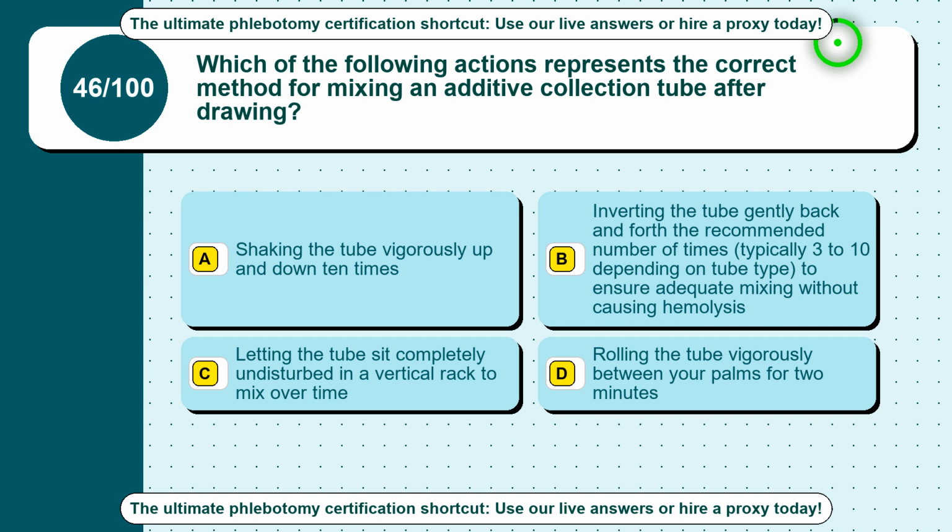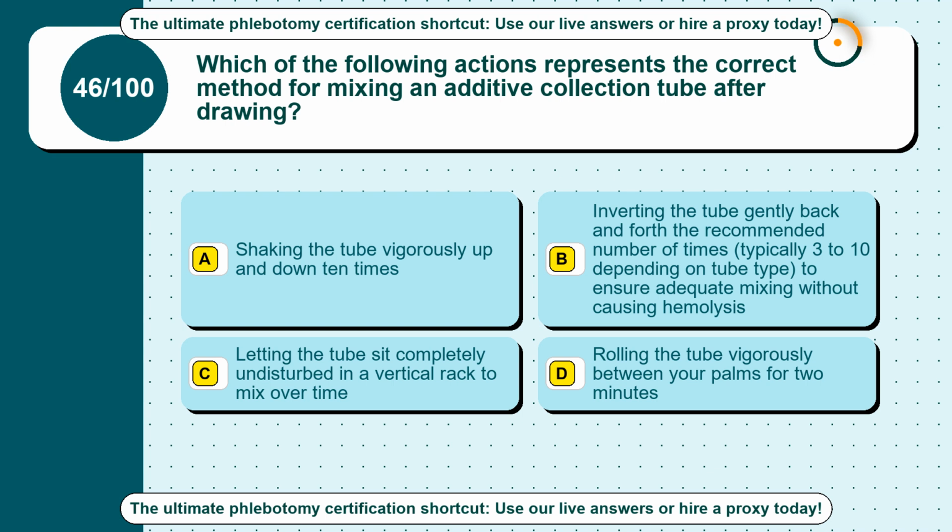Question 46. Which of the following actions represents the correct method for mixing an additive collection tube after drawing? Option A. Shaking the tube vigorously up and down 10 times. Option B. Inverting the tube gently back and forth the recommended number of times, typically 3 to 10 depending on tube type, to ensure adequate mixing without causing hemolysis.